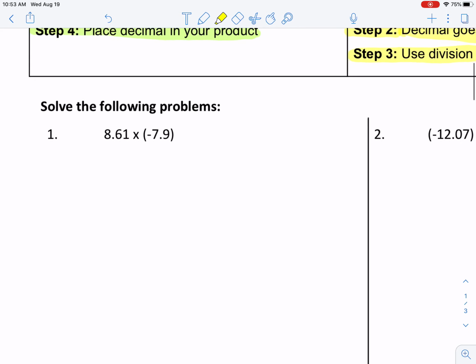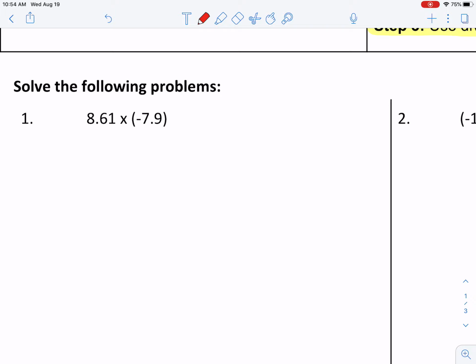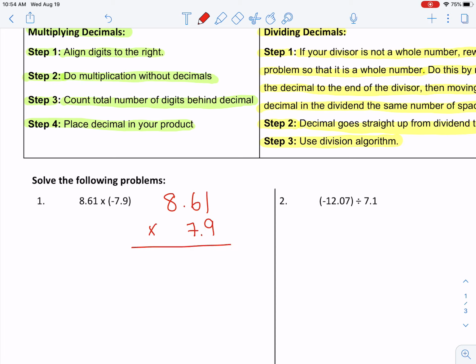All right, solve the following problems. We have a few problems with multiplying and dividing decimals that include negatives. Number 1, 8.61 times negative 7.9. Our first step was to align the digits to the right, so that's what I'm going to do. 8.61 times 7.9. I'm not going to put the charge yet.